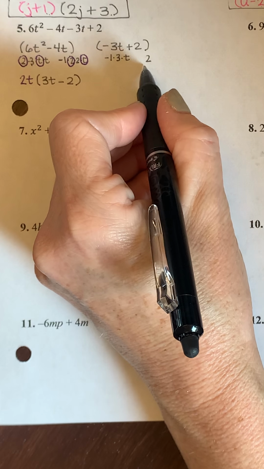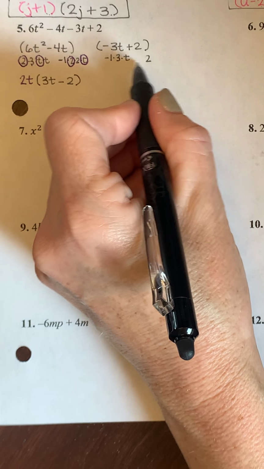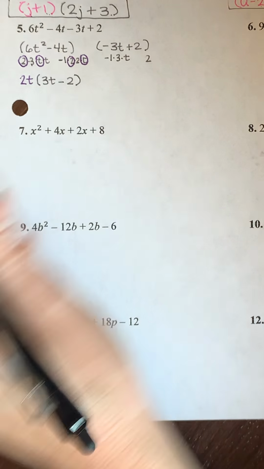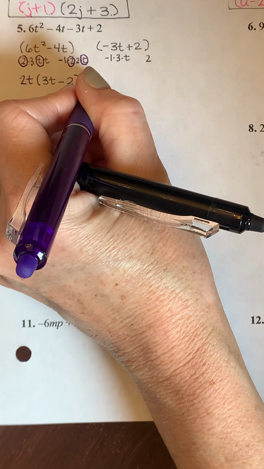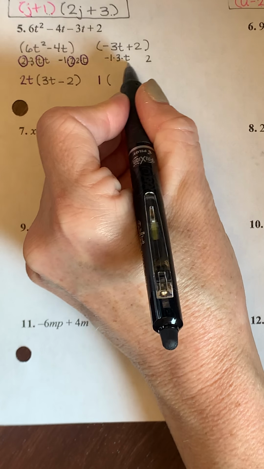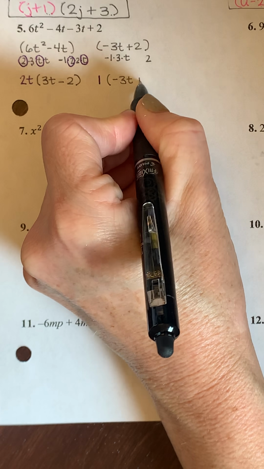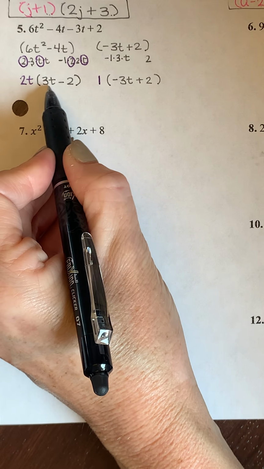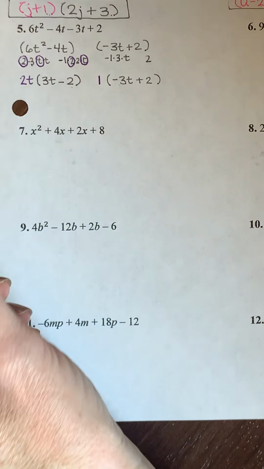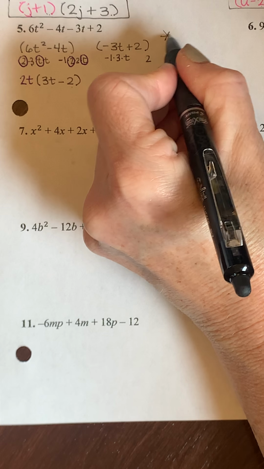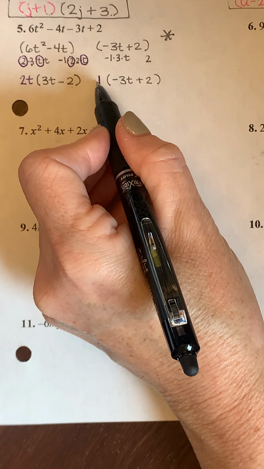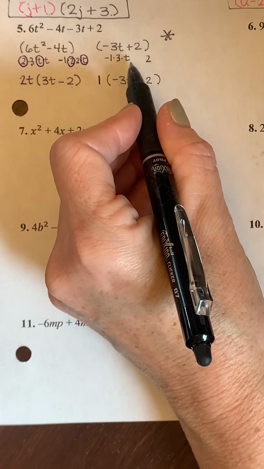Okay, so when I look at this, they don't have anything in common to factor out. So there is always that understood 1. But this will give me a negative 3t plus 2. I can't have that because it doesn't look like the other binomial. Here's the thing. Whenever you have signs that you need to change, you want to factor out a negative sign, or you're just going to take out a negative.